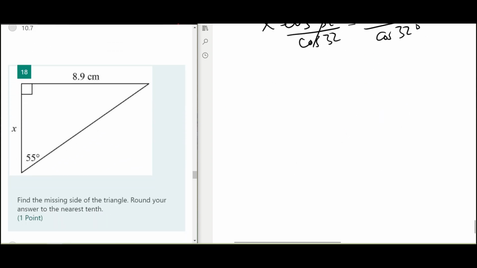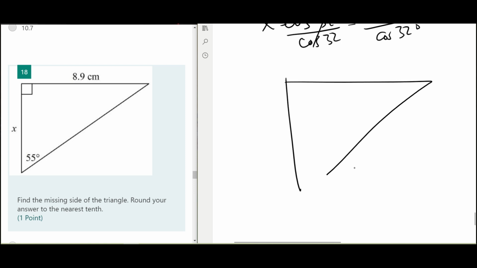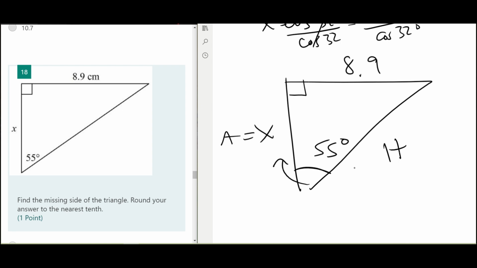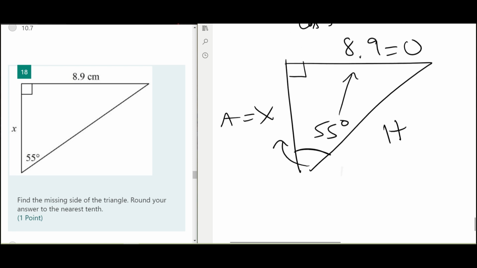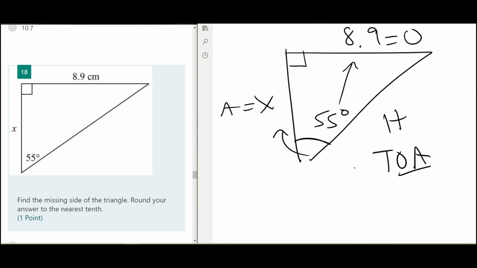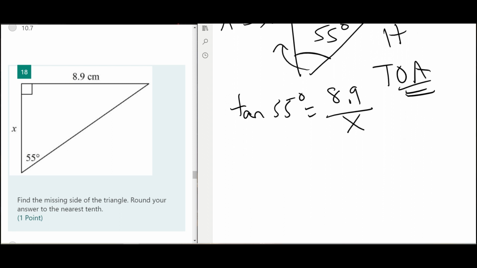All right, we've got another missing side problem, so let's draw that out. So x, 8.9, and the angle we're interested in is 55 degrees. This is clearly adjacent next to it, this is clearly the hypotenuse, the longest side, and this is directly opposite of that angle, so that's opposite. So here we have opposite over adjacent, that's TOA. So tangent of 55 degrees equals opposite over adjacent. Adjacent is x, opposite is 8.9. Then we've got to solve that, so we're going to multiply by x to move it over.